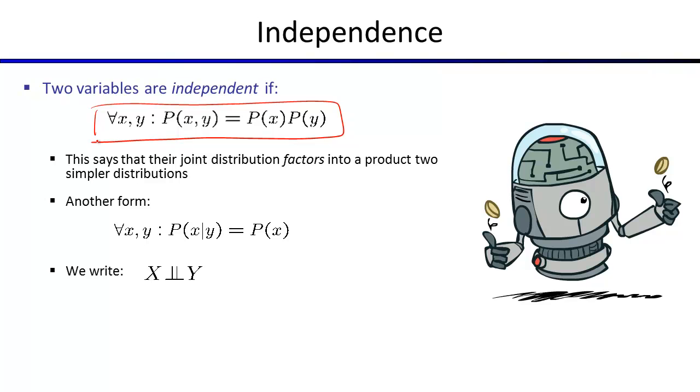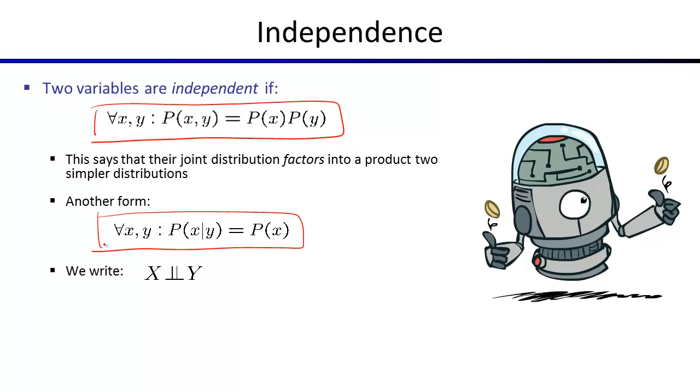What that means is that this joint distribution actually factors into two separate distributions. These two separate distributions that are smaller together contain the same information as the joint distribution. Another way of writing this is as follows. The conditional of x given y is the same as just the marginal for x.